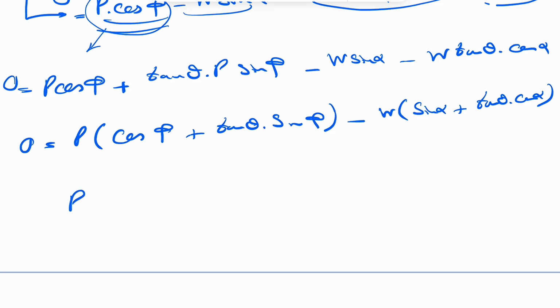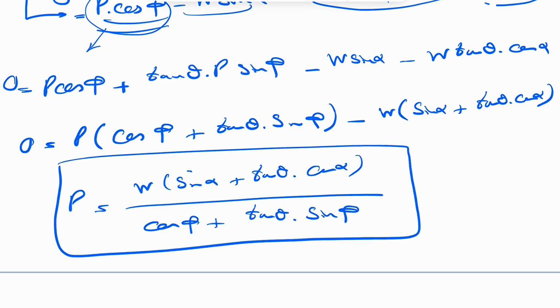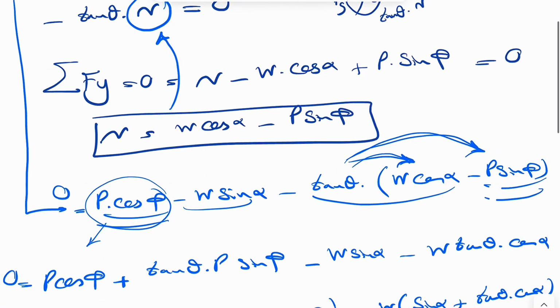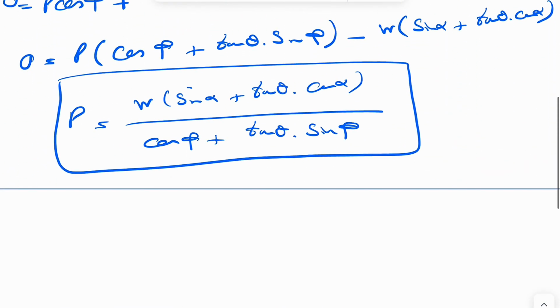Now we can find our P because we're interested in P. It's going to be W times sine of alpha plus tangent of theta cosine of alpha, over cosine of phi plus tangent of theta sine of phi. If you look at this and what we need to show in the question, we have sine of alpha plus theta in the numerator, and cosine of phi minus theta in the denominator. So we're still far from what we have in there.